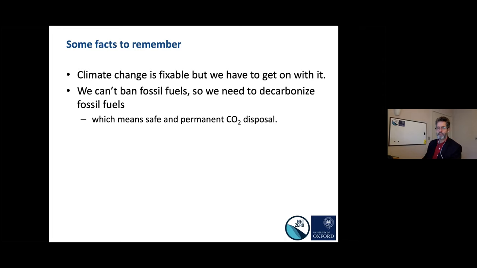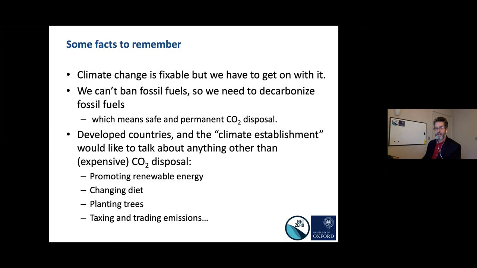We can't ban fossil fuels. We need to decarbonize them. We need to achieve net zero fossil fuels, which means safe and permanent carbon dioxide disposal. Developed countries, and indeed the climate establishment in general, would like to talk about almost anything else than CO2 disposal, because CO2 disposal is expensive. So they'd like to talk about promoting renewable energy or changing diet or planting trees or taxing and trading emissions. But in the end, none of these things will stop fossil fuels from causing global warming.